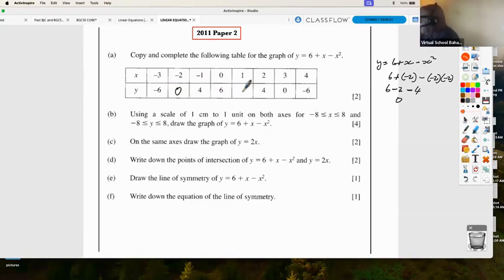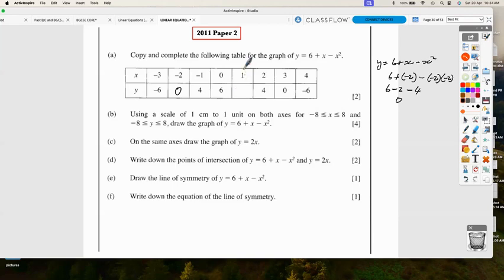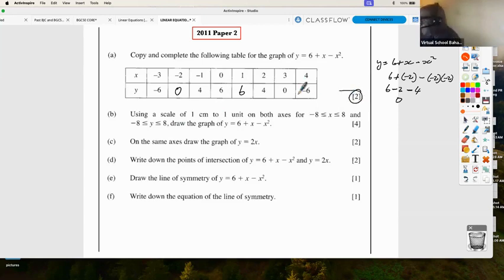What would this one be? I'm not going to work it out. See if you can tell me quickly. This would be 6. And I can know if it's correct because I have a -6, 0, 4, 6, 6, right? So now remember these points. You will get two points to complete that table there.